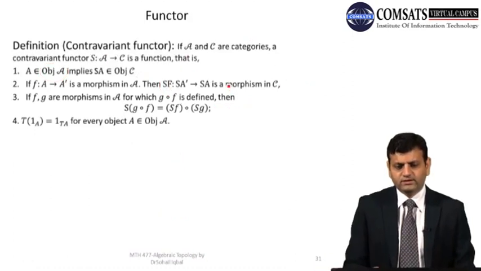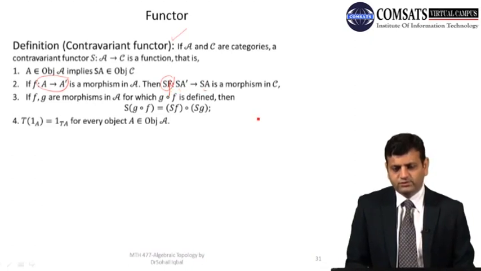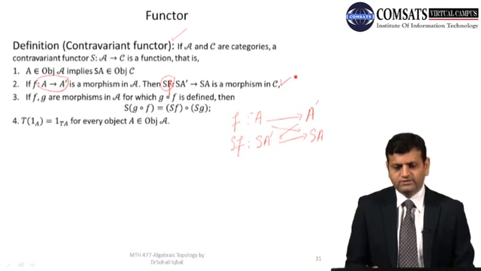We can define another type of functor called a contravariant functor. Everything else remains the same except that if f is a morphism from A to A prime, then Sf will be a morphism from Sa prime to Sa. Notice that the arrow is reversed. A prime is now here and A is now here. So the arrow is reversed, and that's why this is a contravariant functor.